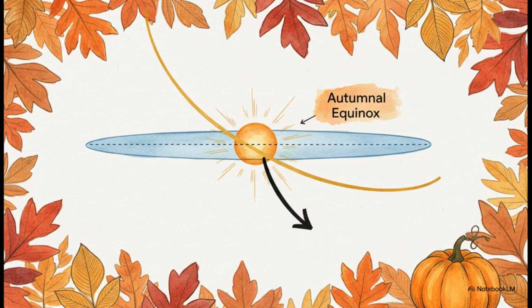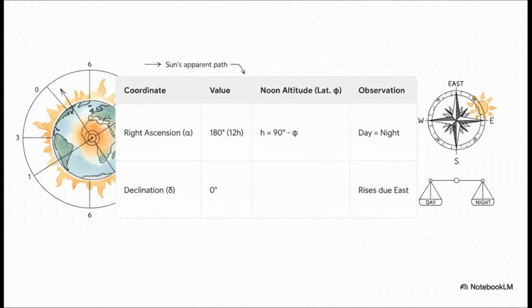The sun is once again at an intersection point with the celestial equator. This is the autumnal equinox, but this time it's crossing from north to south on its way into the southern celestial hemisphere. Now, the right ascension is 12 hours, halfway around the sky, and the declination is back to 0. And just like the vernal equinox, a declination of 0 means day and night are again of equal length, and the sun rises due east. The observable effects are the same, but the crucial difference is the sun's direction of travel.